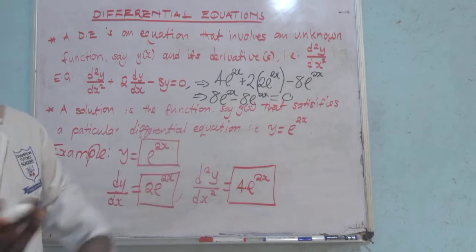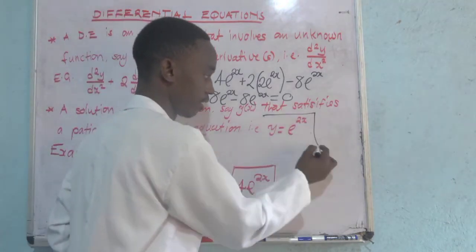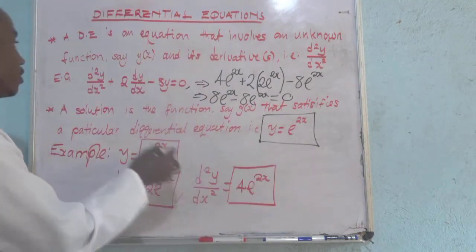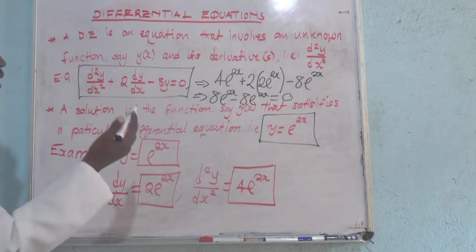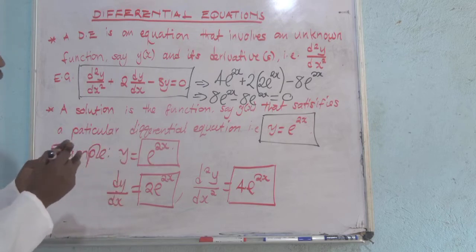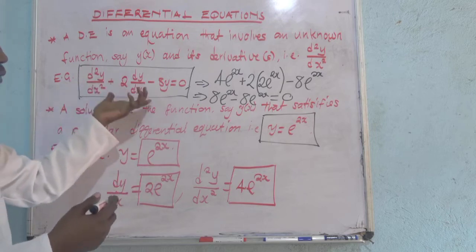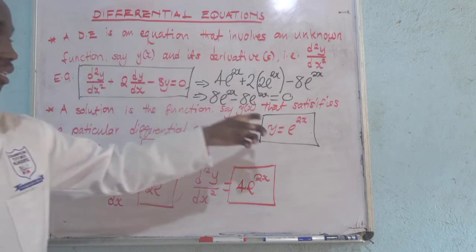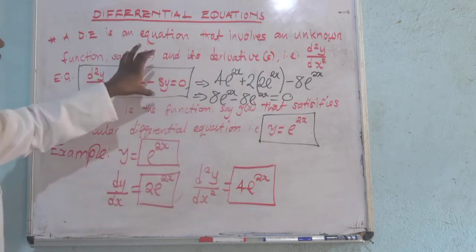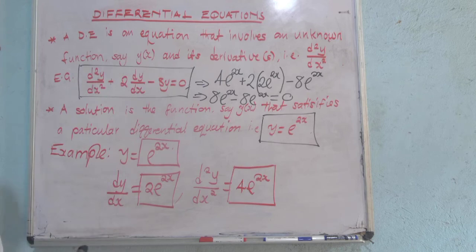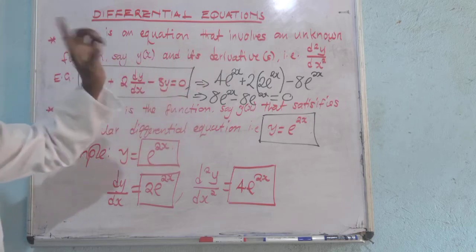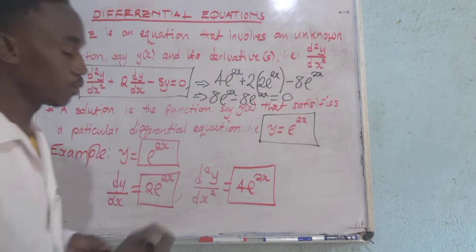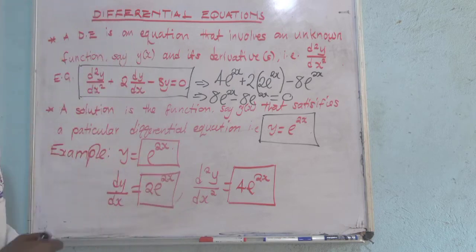At this point you conclude that this function y is the solution to the differential equation. So there are a few things that you need to understand. That is how you go about a differential equation and its solution. From here, a few things I need to mention: since we are told a differential equation is an equation that involves an unknown function and its derivatives, there are two types of differential equations.